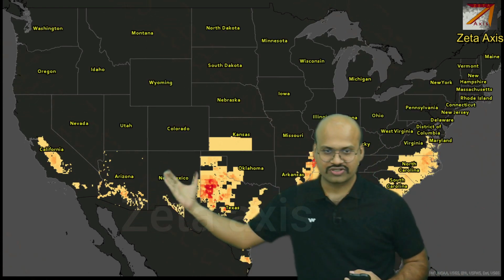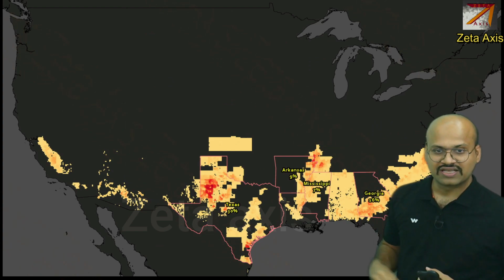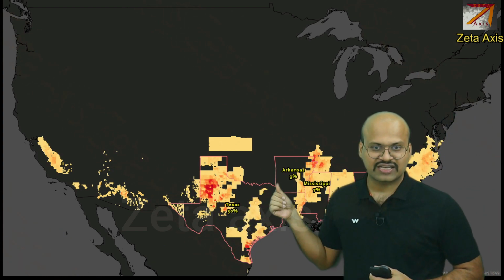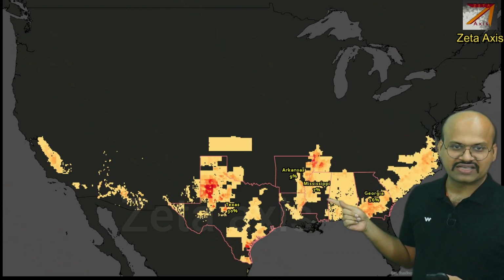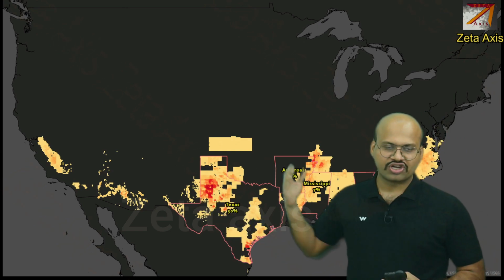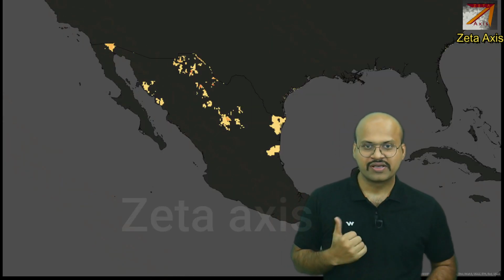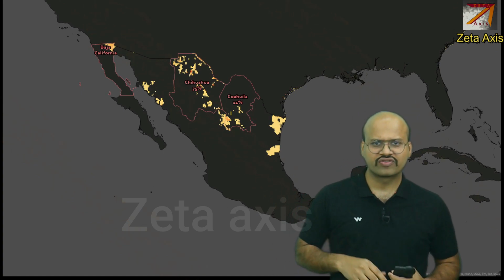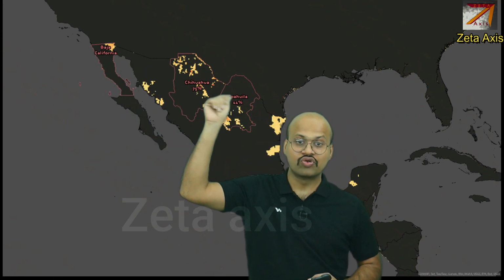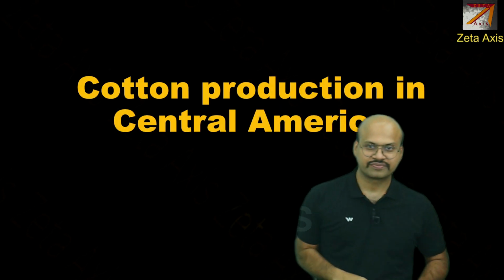We can see the distribution as per states, and the majority cotton producing states are Texas, then we have Arkansas at 9%, Mississippi at 7%, Georgia at 16%. So these are the majority of cotton producing states of United States of America. Now let's see Mexico. We can see that most of the cotton in Mexico is produced in the northern parts, right from Baja California, we have Chihuahua, and then we have Coahuila, all of these producing cotton.